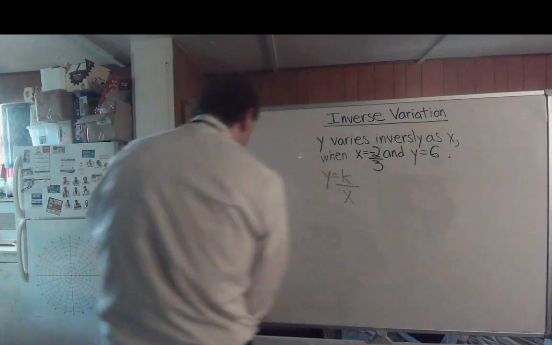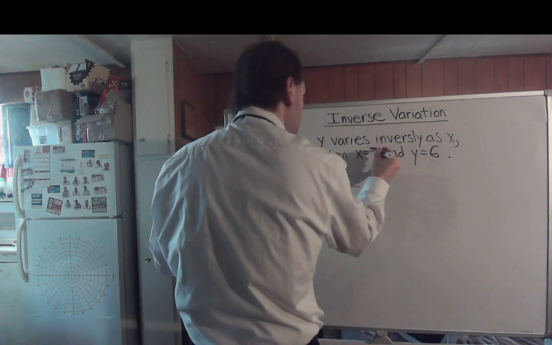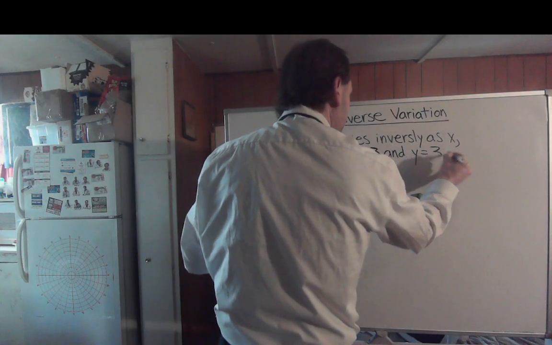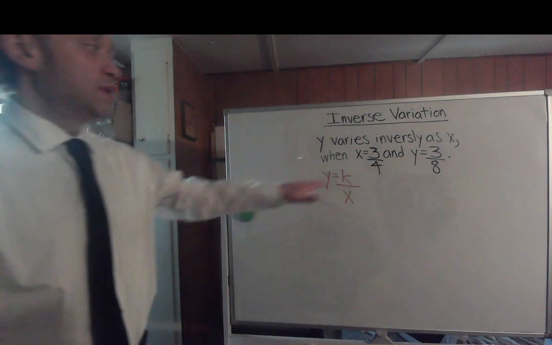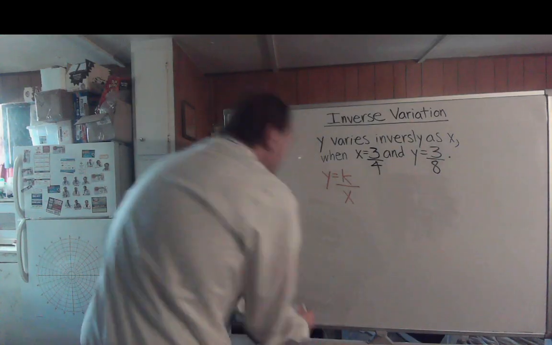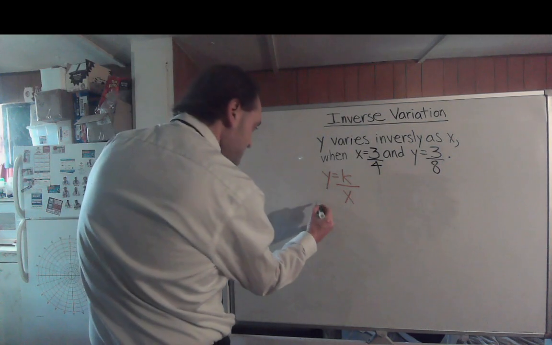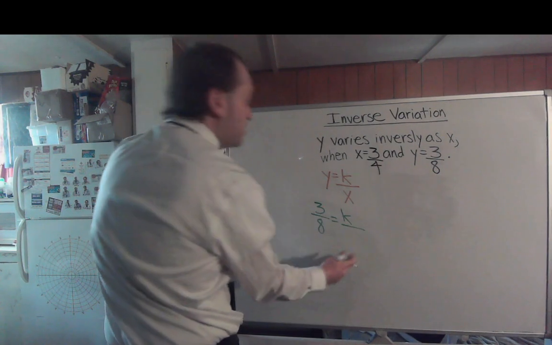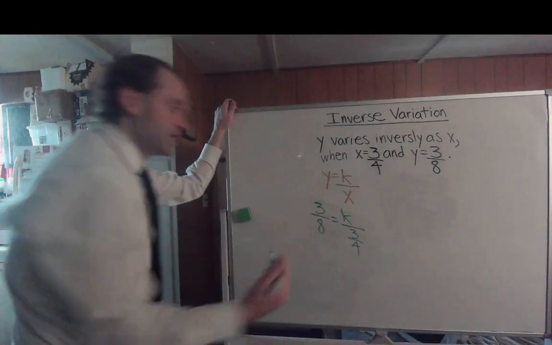All right, let's see. X equals 3/4 and y equals 3/8. So y varies inversely as x when x equals 3/4 and y equals 3/8. So we got our setup here, y equals k over x. So the y is 3/8, so that'll turn into 3/8 equals k divided by your x of 3/4.